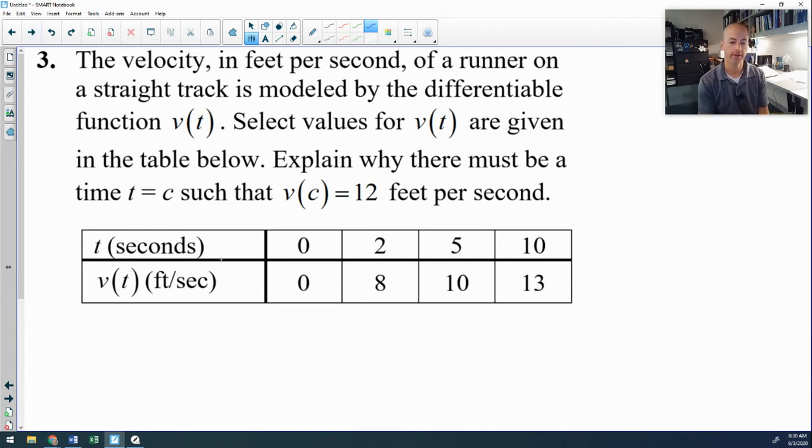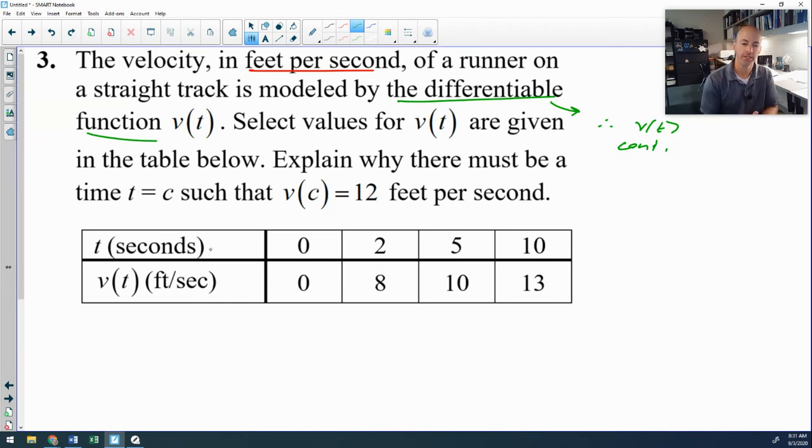So here, what I've done is I've given you a table of values. It represents the velocity in feet per second of somebody running on a straight track. They do tell you that the velocity is a differentiable function. If a function is differentiable, we automatically know that that function is continuous. I'm going to make a note to myself: v of t is continuous.